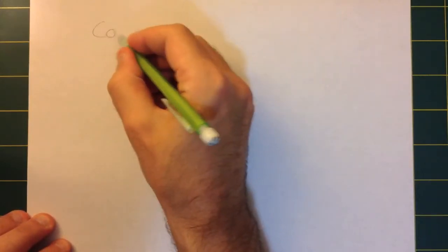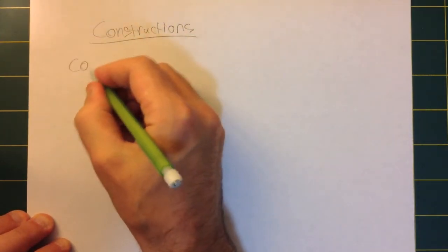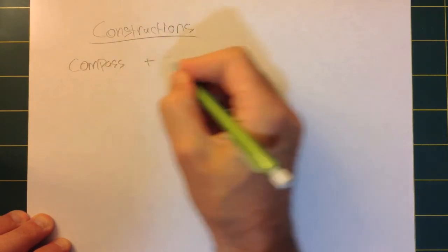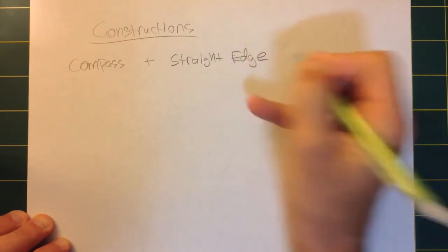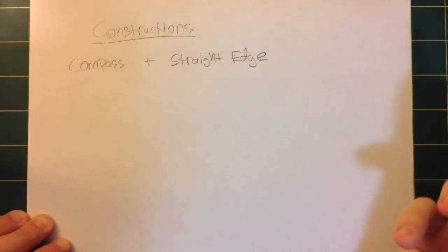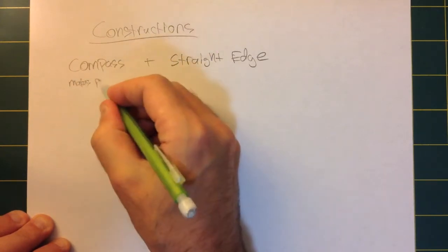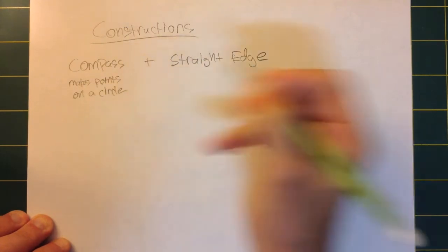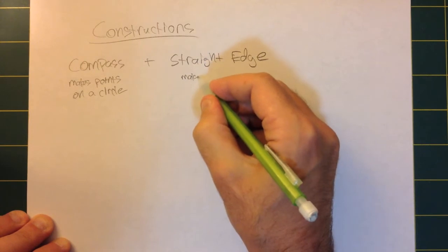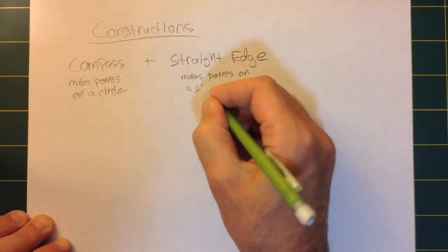Welcome to this intro lesson on constructions. We are going to use two tools to do constructions. We use a compass and we use a straight edge. And these tools are used to make two very basic geometric objects. A compass makes points on a circle, and a straight edge makes points on a straight line.